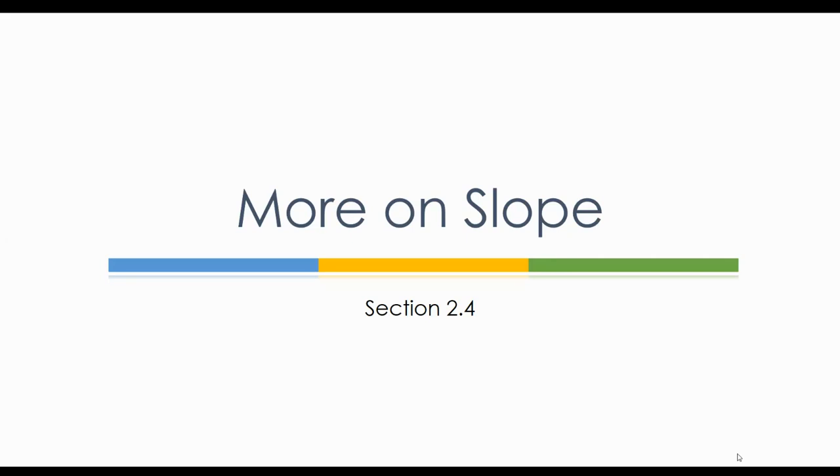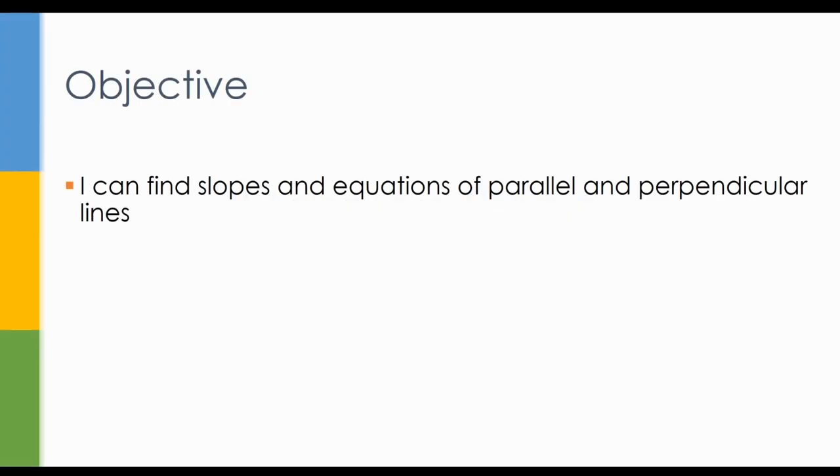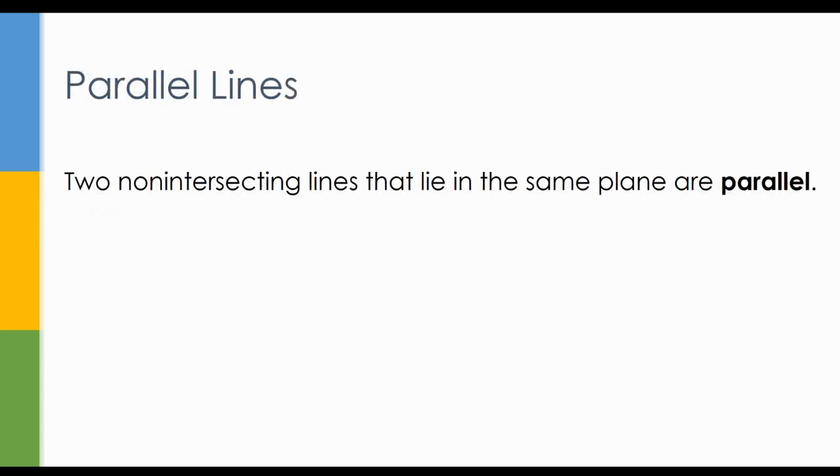Today we're going to look at section 2.4, which is about more on slope. Our objective today, we're going to find slopes and equations of parallel and perpendicular lines. Parallel lines are two non-intersecting lines that lie in the same plane.